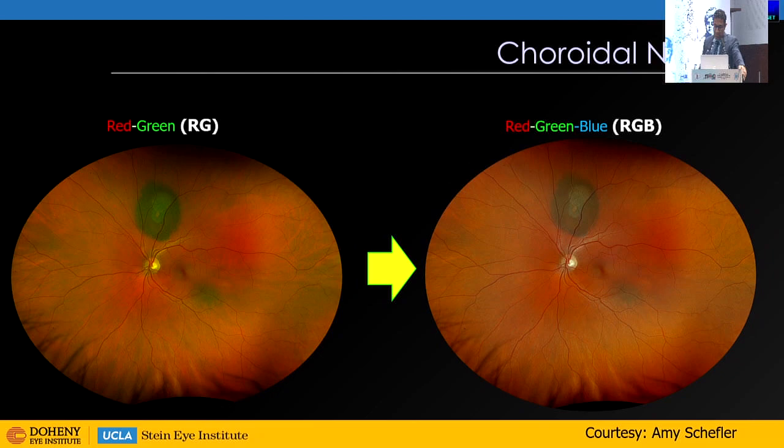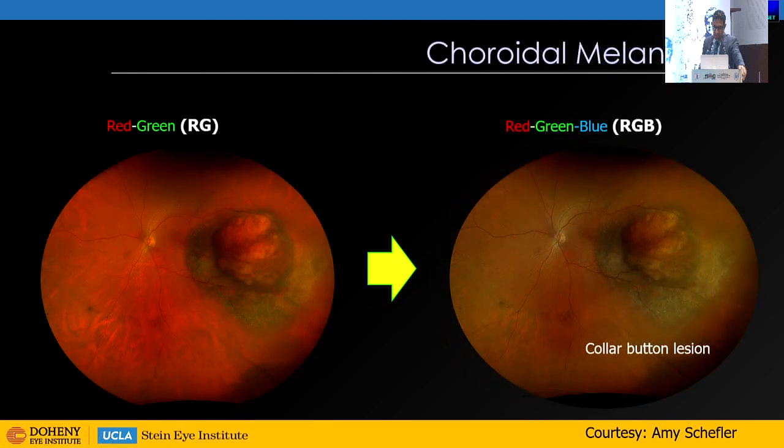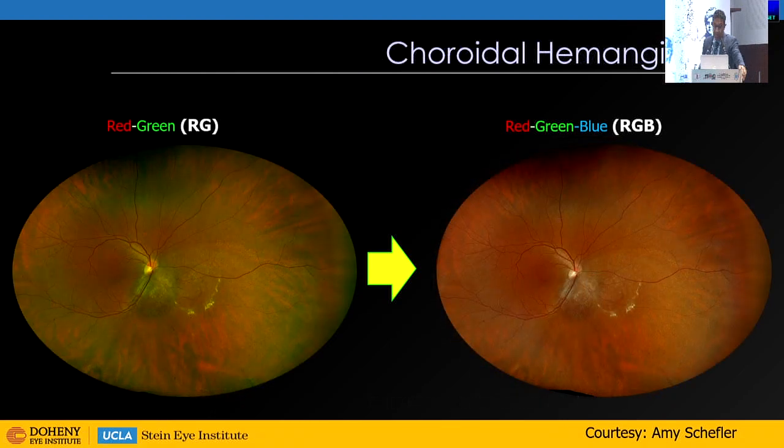Here's another example of another patient with a more suspicious type of nevus. Here are more examples of nevi again. You can see that they're very well seen on the RG image. Here's a patient with a melanoma. Again, I would argue that the borders are easier to delineate without the blue laser, but this is another patient that was treated, and you can see the areas of atrophy following the application of the plaque.